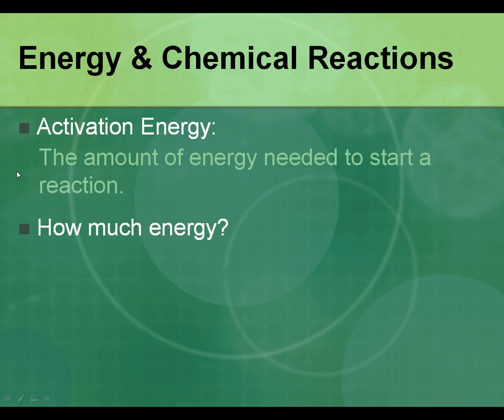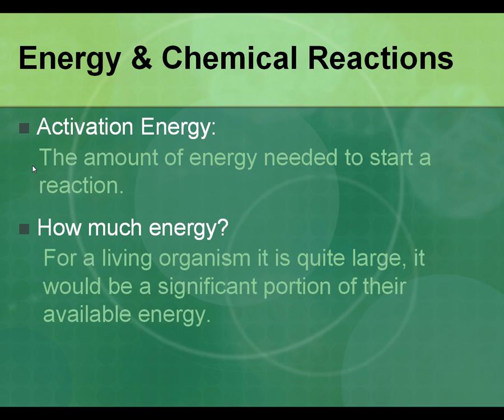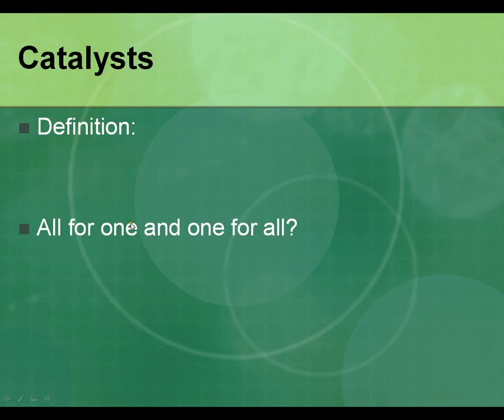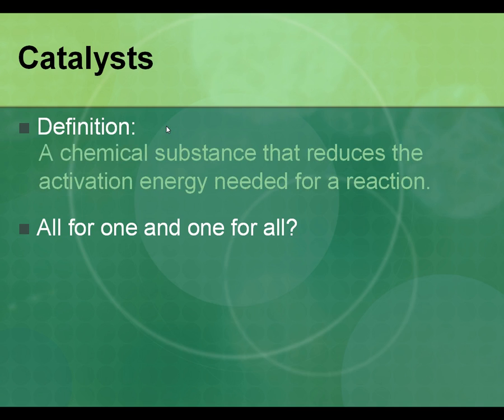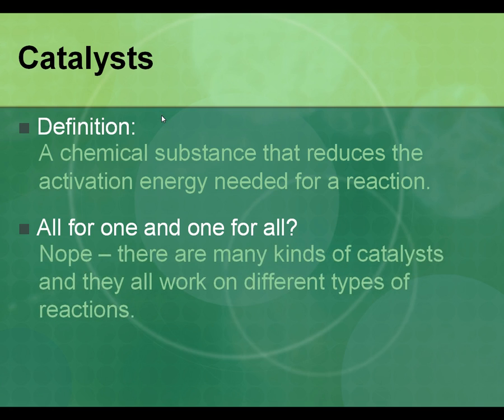Activation energy is the amount of energy that's needed to start a reaction. So the amount of activation energy needed varies from reaction to reaction. So in living systems, with all the hundreds of thousands of chemical reactions going on, that would be a lot of energy. Nature's answer to this are catalysts. And a catalyst is a chemical substance that reduces the activation energy needed for a reaction. Catalysts are specific to different types of reactions.